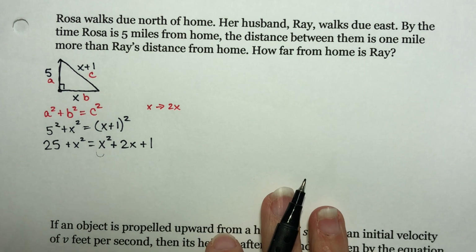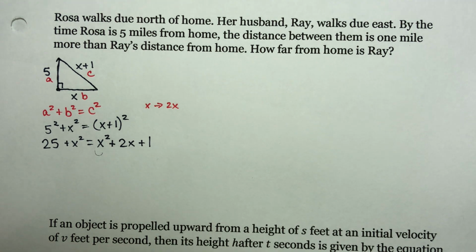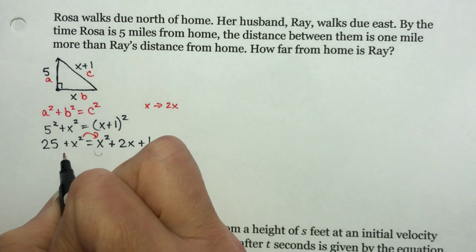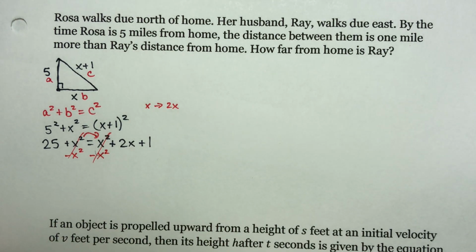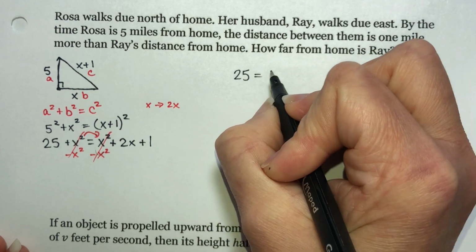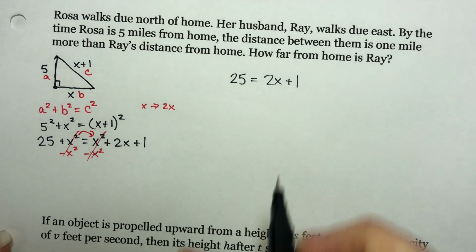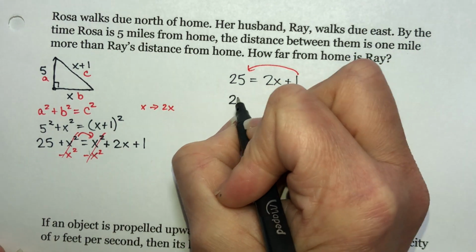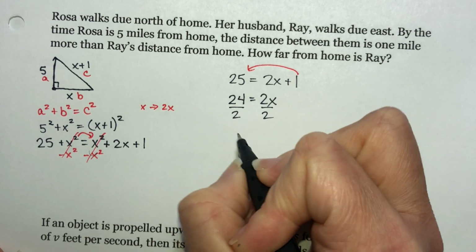Okay, so I've got a quadratic. I've got squares in here. So my first step is I'm going to try to get a 0 on one side. So let's say I move this over here. But if I'm subtracting X squared from both sides, they both just go away, right? So now I have a pretty easy problem. I have 25 is equal to 2X plus 1. Okay, so let's subtract 1 from each side to get 24 is equal to 2X. And divide both sides by a 2, and you get 12.